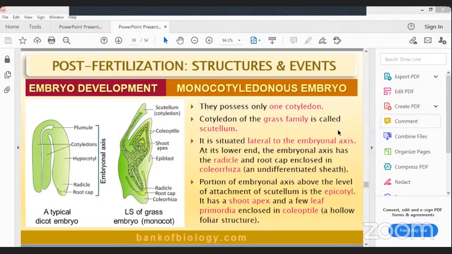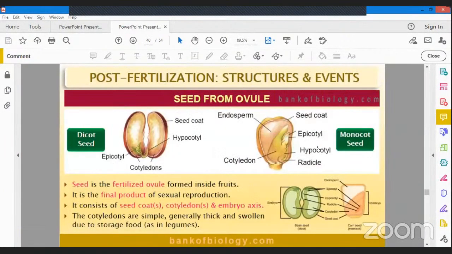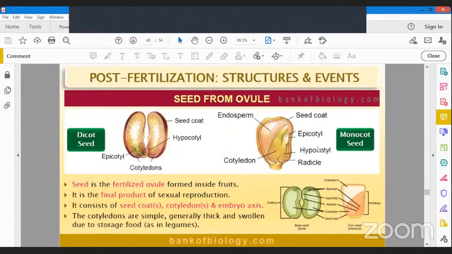So we go to the next part, which is the post-fertilization structures and events. Once the ovule is fertilized, it forms the seed. The seed is the fertilized ovule formed inside the fruits, so it is the final product of sexual reproduction. So what does a seed consist of? It consists of a seed coat, cotyledon, and embryonal axis.